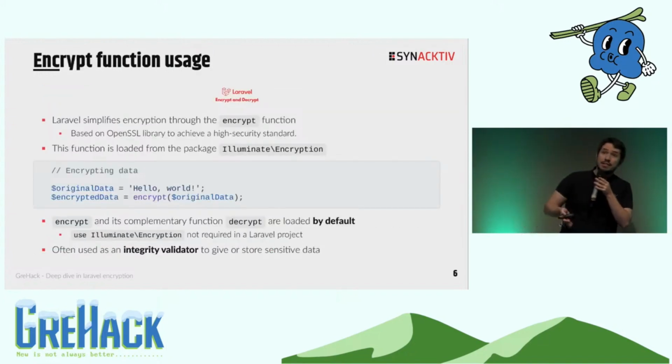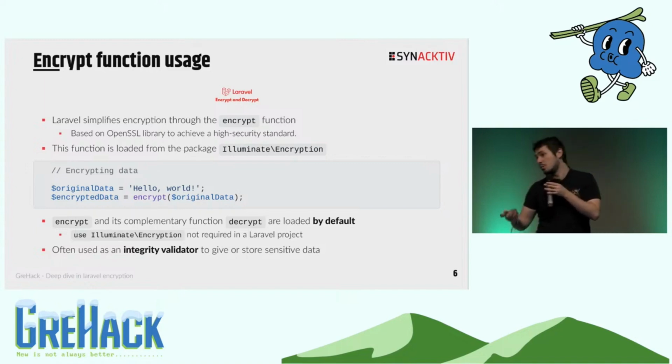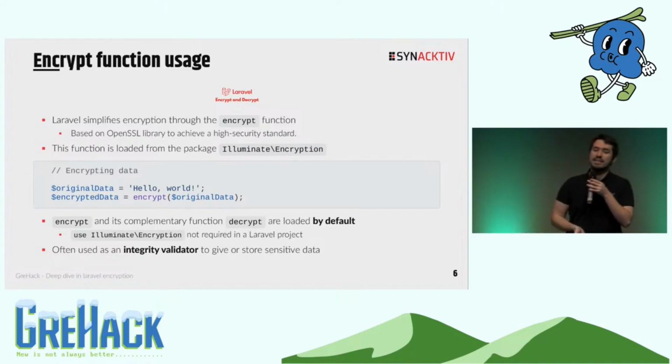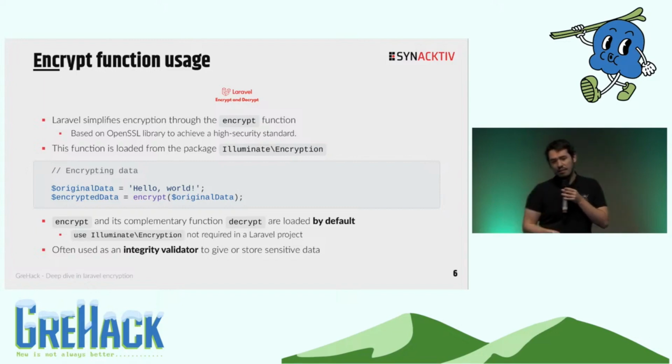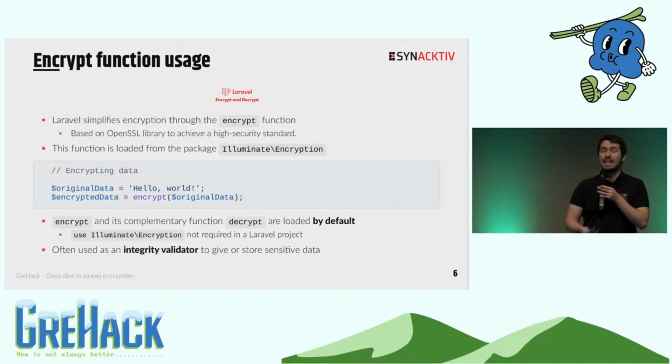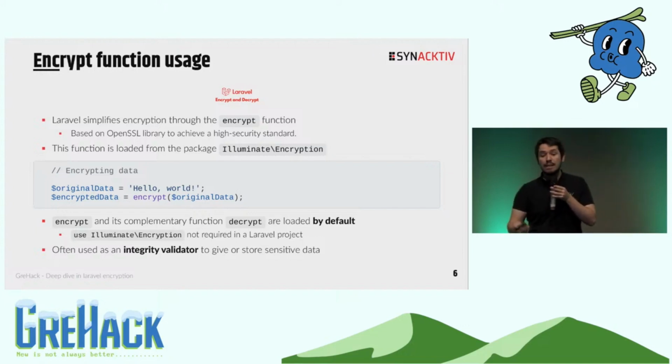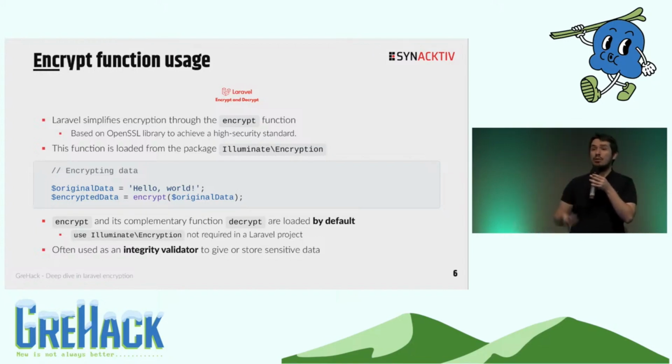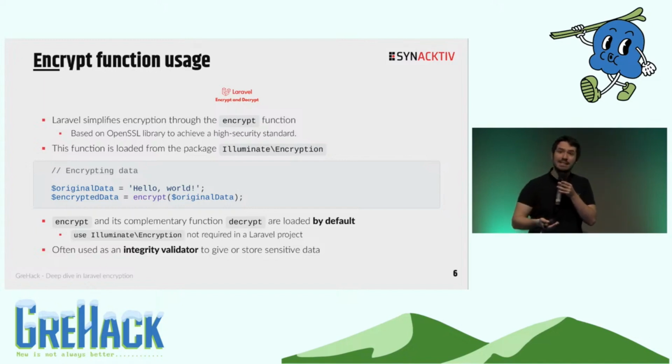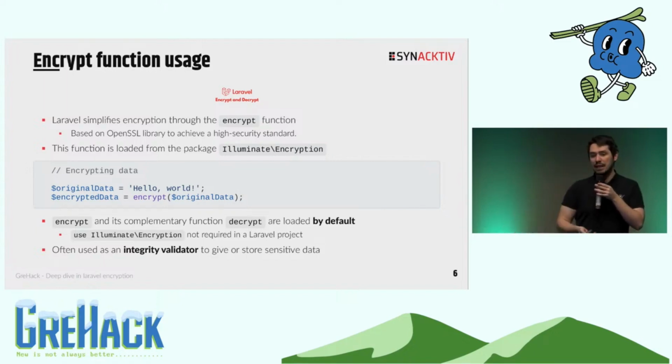So now that you know a little more what Laravel is, let's talk about its encrypt usage. Laravel simplifies the encryption through the encrypt function itself. It's based on the OpenSSL library. And basically, when you have a package with Laravel, it will often be made with Illuminate, which is in fact just a bundle that you will use in Laravel. This one is used by default. And so the Laravel Illuminate encryption package works as follows. It will be loaded by default.